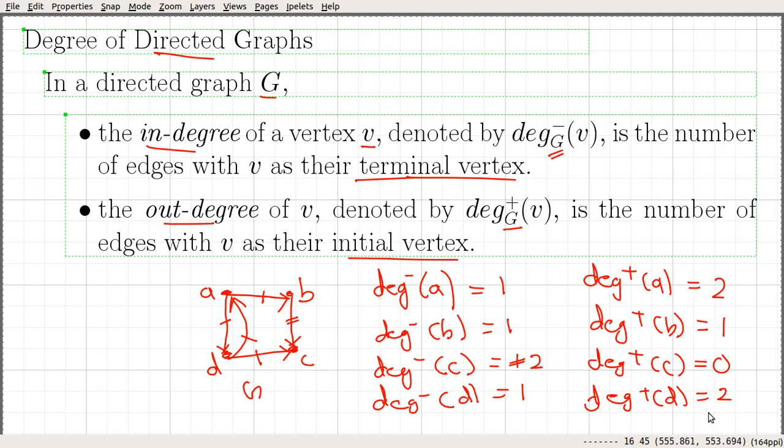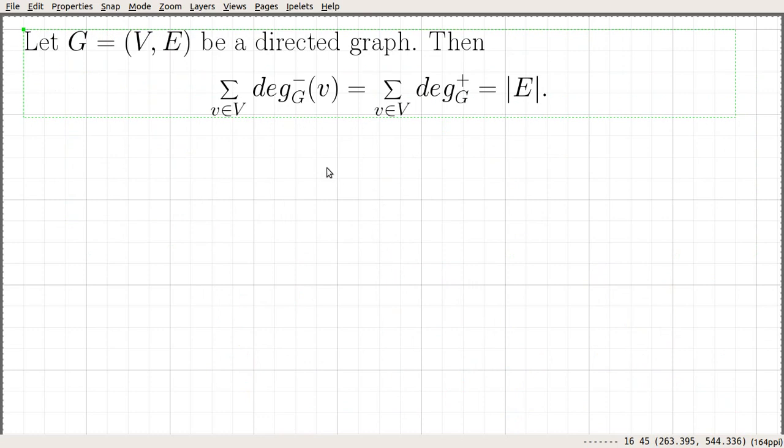Okay, so we have this. If you add these, you get 5 here, and if you add this, you get 5. And if you count the number of edges, 1, 2, 3, 4, 5, that is equal to 5. We can generalize this idea. This slide discusses the in degree and the out degree. I think the in degree and out degree is now clear, and let me end this video with this theorem. If you have a directed graph, then we have this relation.